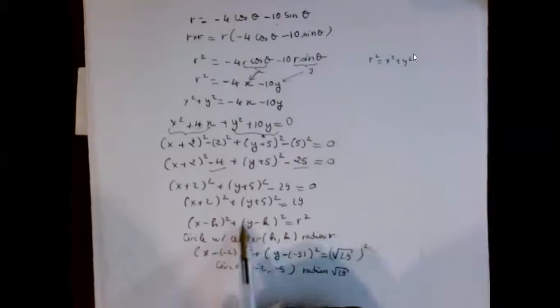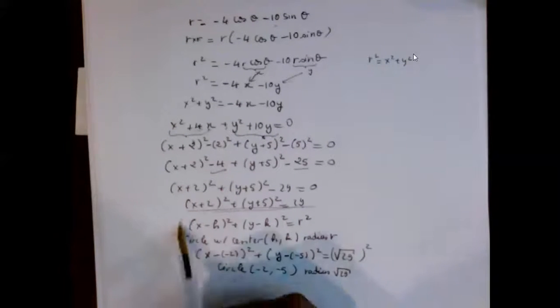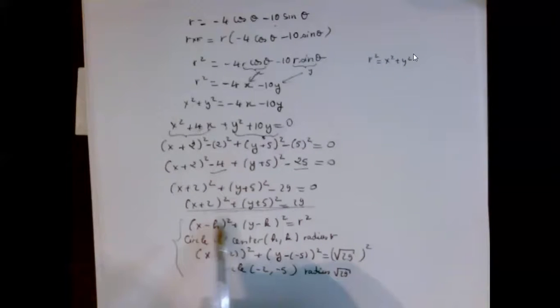But the question is actually asking just for this equation. This information can be useful to graph it, but up to now that's all we need. (x plus 2) squared plus (y plus 5) squared is equal to 29, and that's equivalent to our answer choice here. So the answer will be C.